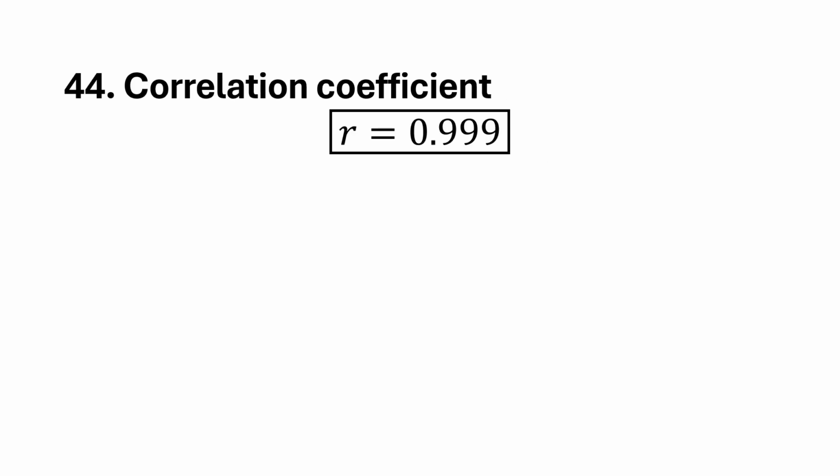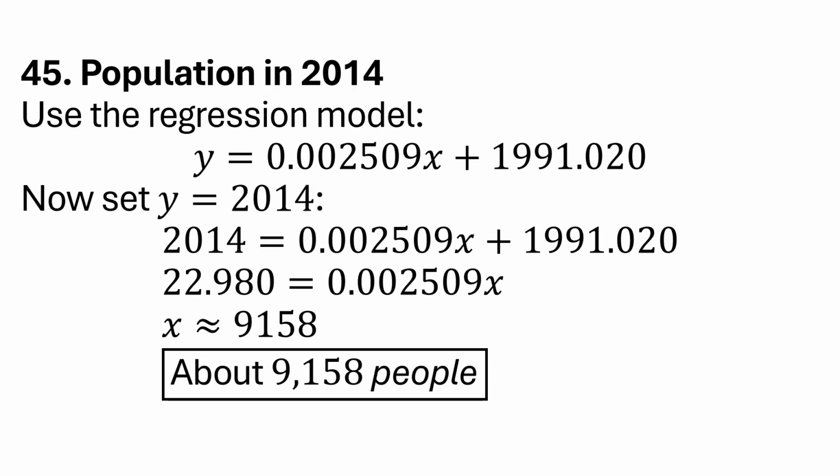The correlation coefficient is approximately 0.999. This is very close to 1, so the relationship is a very strong positive linear relationship. To find the population in 2014, substitute 2014 for y and solve for x. The result is approximately 9,158 people.